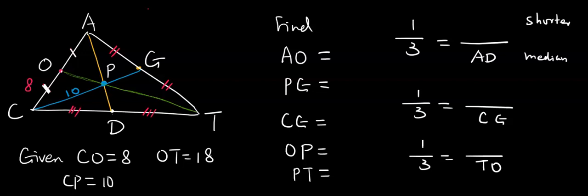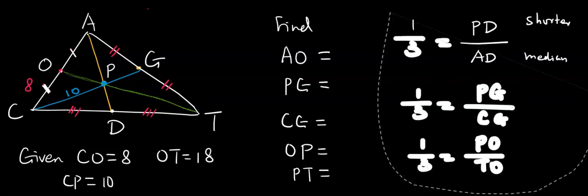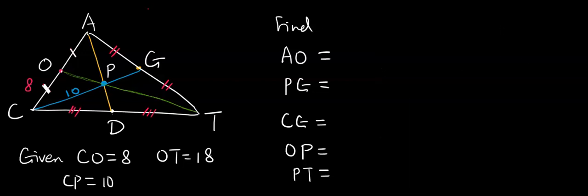Let's look at the yellow one. The shorter one is PD. For CG, the blue one, the shorter one is PG. And then the green one, the shorter one is PO. That's it. That's all the important ratios you should understand, so take notes.